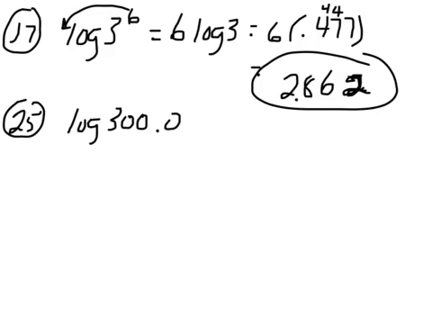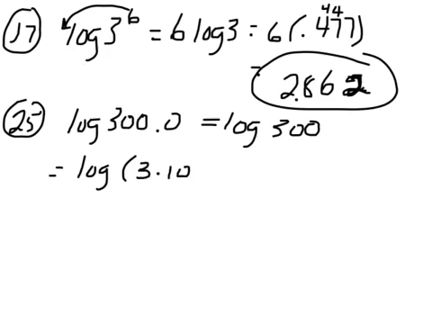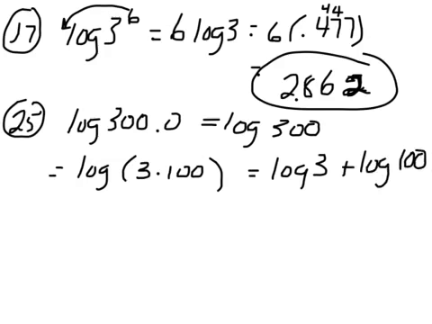They're just putting the 0.0 on there to mess with you, okay? It's the same thing as log 300. Now, log 300, that's log 3 times 100, okay? There's one thing I could think to do here. Well, that's the same thing as log 3 plus log 100. Now, log 3, see, they told us it was 0.477.